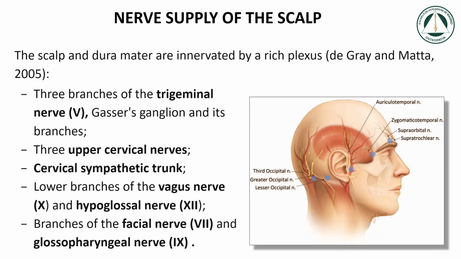Nerve supply of the scalp. The scalp and dura mater are innervated by a rich plexus. 3 branches of the trigeminal nerve, 5th, Gasser's ganglion and its branches. 3 upper cervical nerves. Cervical sympathetic trunk. Lower branches of the vagus nerve, 10th, and hypoglossal nerve, 12th. Branches of the facial nerve, 7th, and glossopharyngeal nerve, 9th.